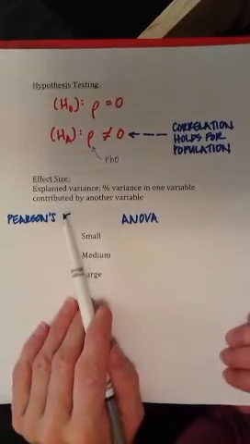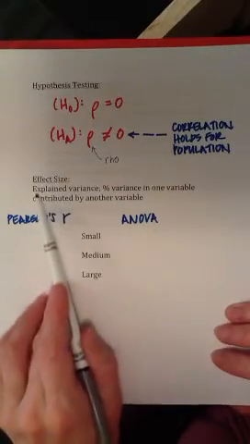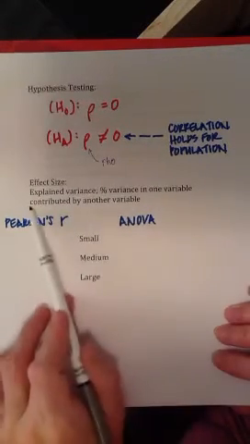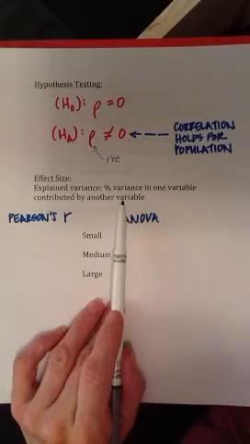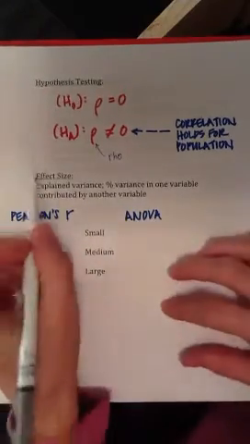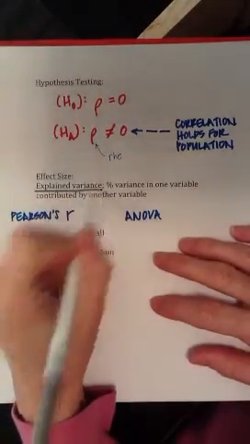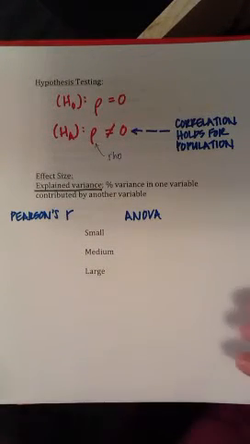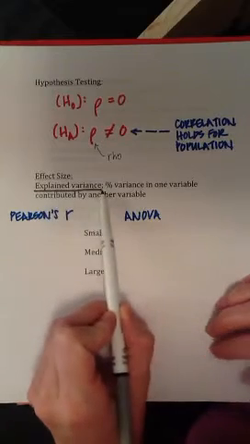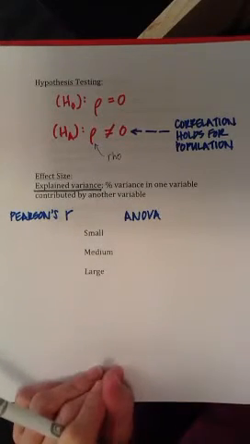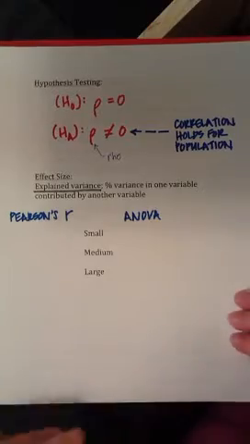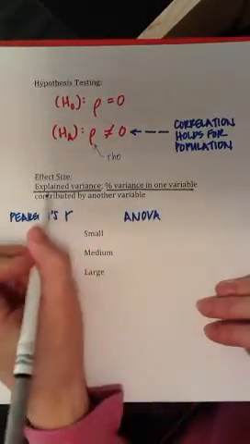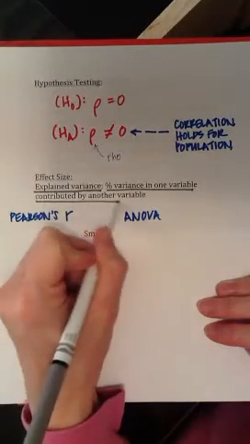And with regards to correlation, your effect size is really the explained variance, or the percent of variance in one variable that's contributed by another variable. So that's pretty similar. This idea of explained variance is what effect size conceptually means in ANOVA. So that idea of explained variance is the same in effect size between ANOVA and correlation. However, this part is different: the percent of variance in one variable contributed by another variable.